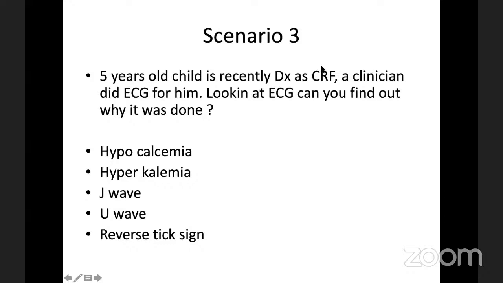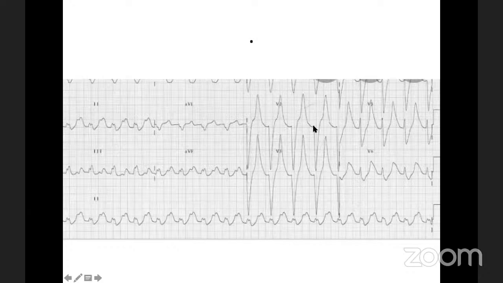So you see the exam is not that difficult, but you need to concentrate on the stem. It's a CRF. A CRF patient will go into hyperkalemia. One of the complications is hyperkalemia. What you see in hyperkalemia, the most common finding is tent-like T waves. So this is the typical Arabian tent-like T waves.